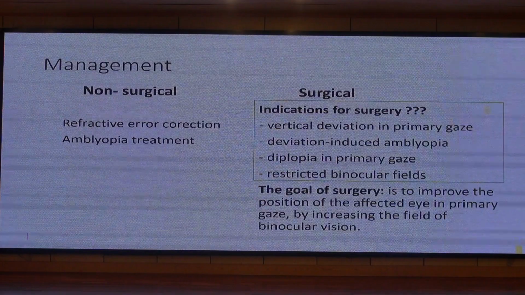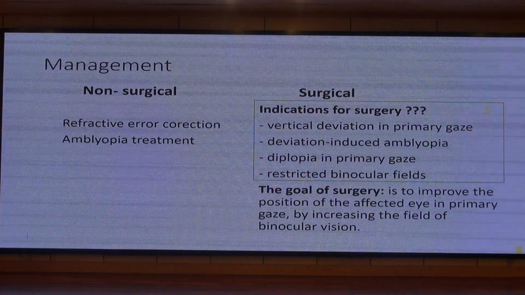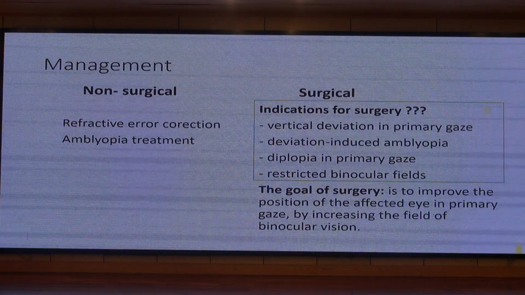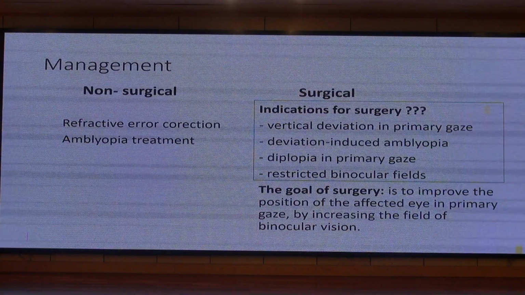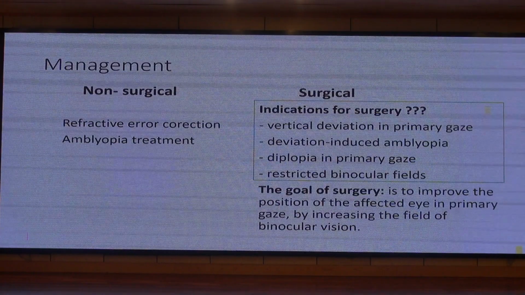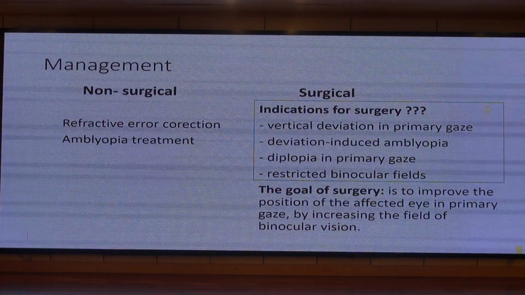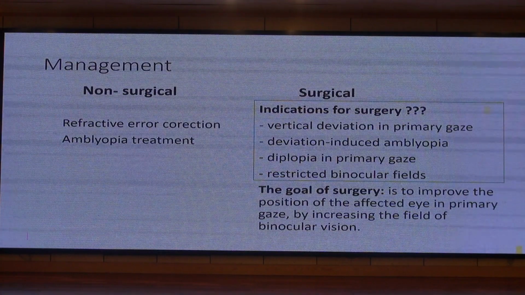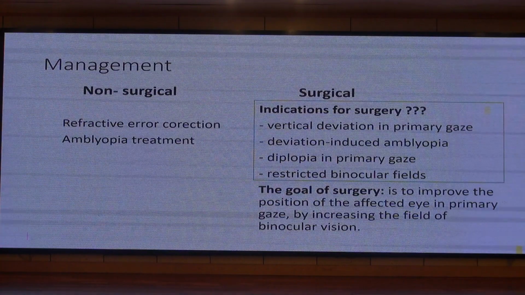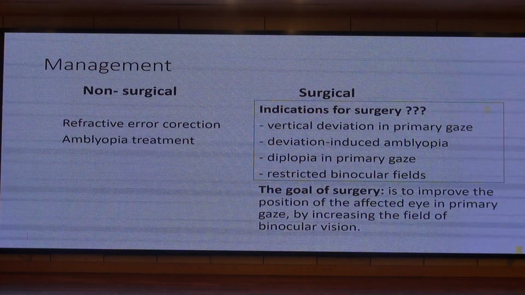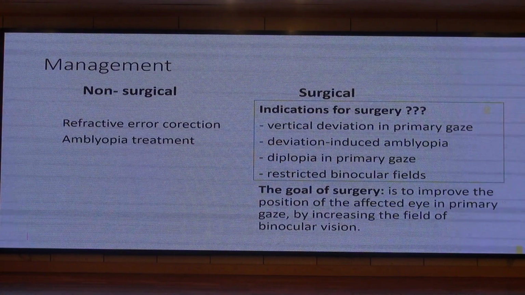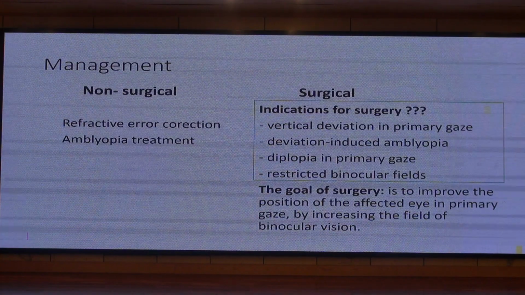The management of MED includes non-surgery and surgery. Non-surgery includes refractive error correction and amblyopia treatment. For surgery, the indications are vertical deviation in primary gaze, deviation with amblyopia, diplopia in primary gaze, and restricted binocular field. The goal of surgery is to improve the position of the affected eye in primary gaze by increasing the field of binocular vision.